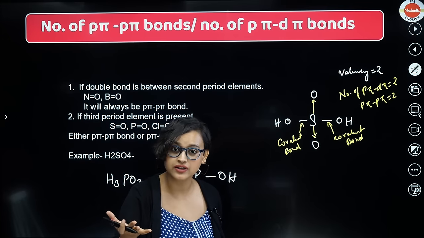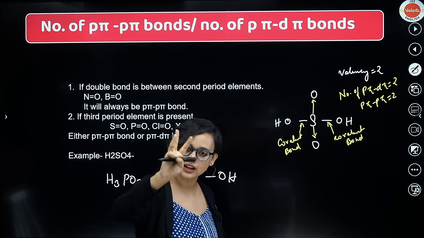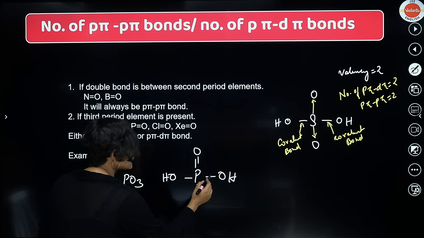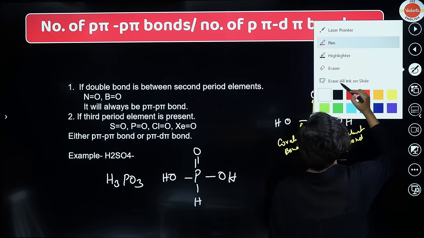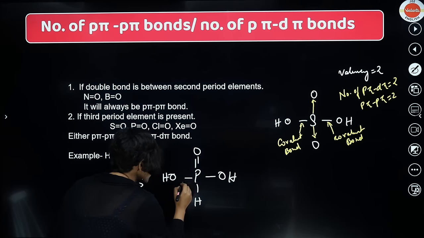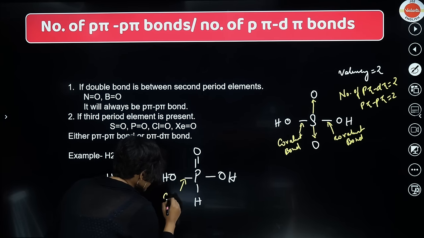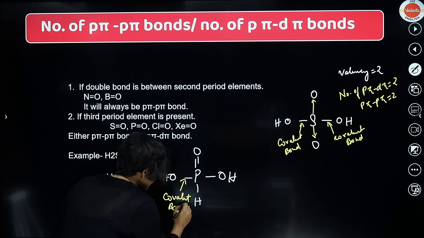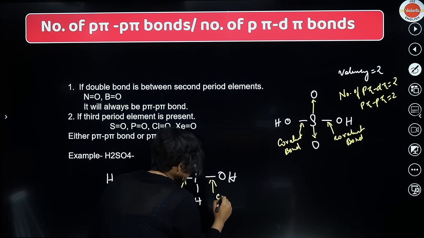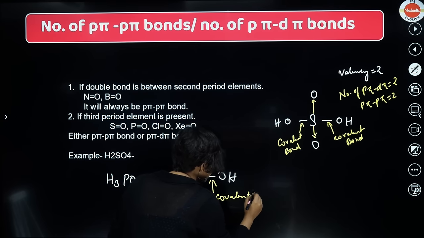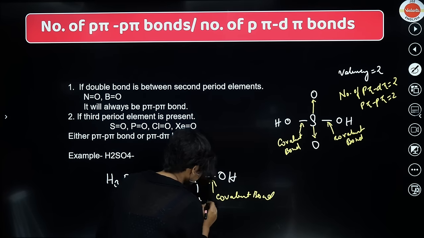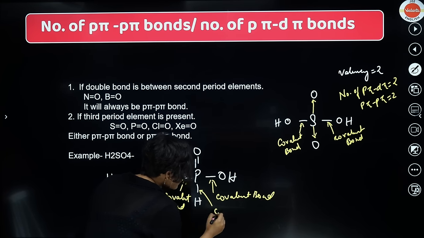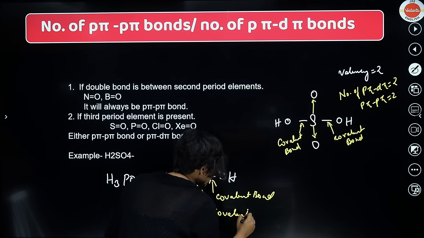But it cannot be 5 electrons. No. 8 minus 5, 3 electrons. So, 3 bonds, we will consider it to be covalent. Okay. Let's consider these 3 bonds to be covalent here. This is our covalent bond. This is our covalent bond. And this also is a covalent bond.